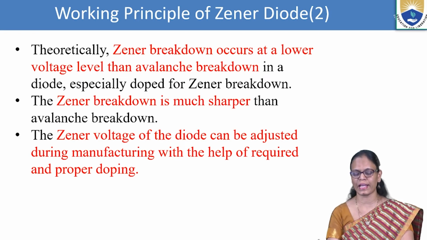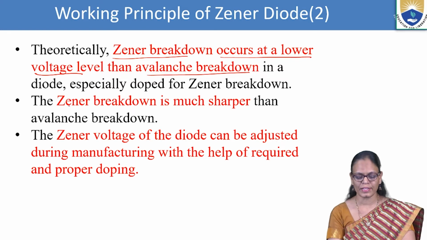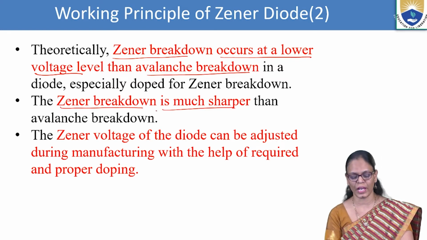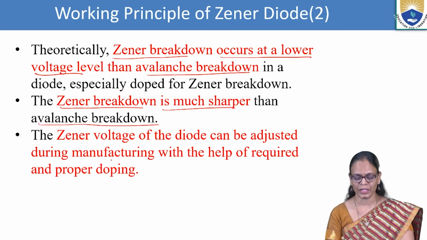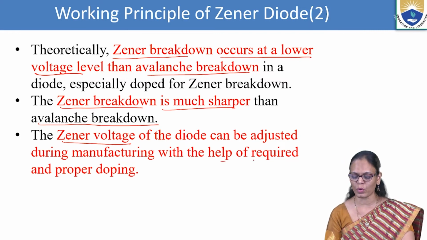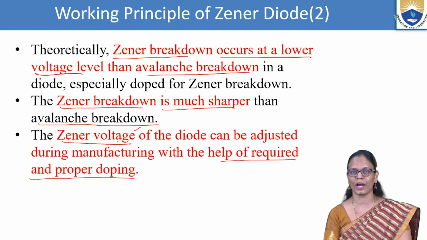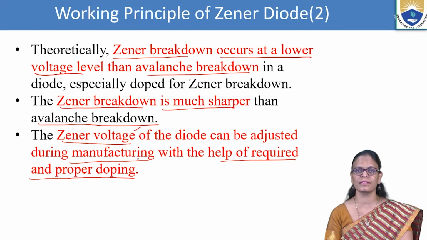So theoretically what we say is Zener breakdown occurs at a lower voltage level than the avalanche breakdown. And the Zener breakdown is much sharper than avalanche breakdown. And the Zener voltage can be adjusted during manufacturing with the help of required doping. So we said it is heavily doped. By varying the concentration of the doping atoms, we can vary or adjust the Zener voltage depending upon the requirement. We can do it at the time of manufacturing itself. We can set the Zener voltage.